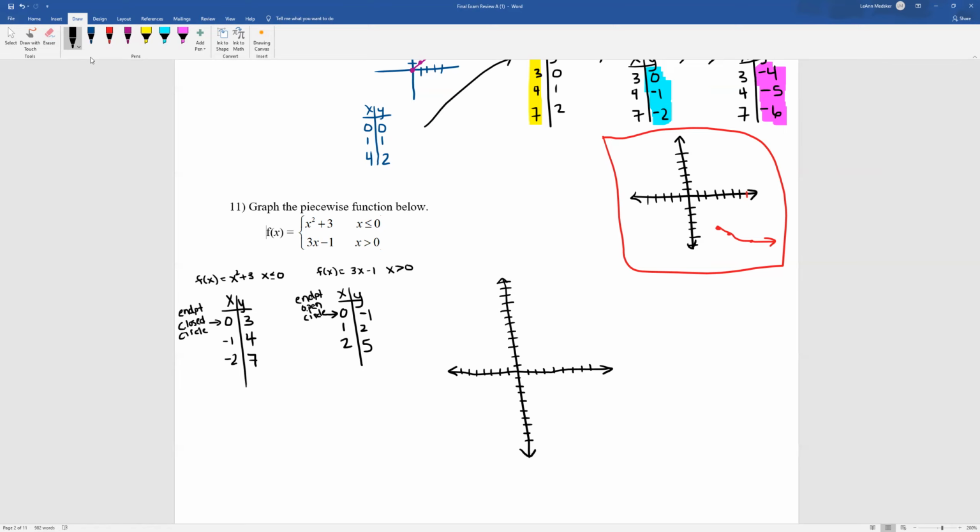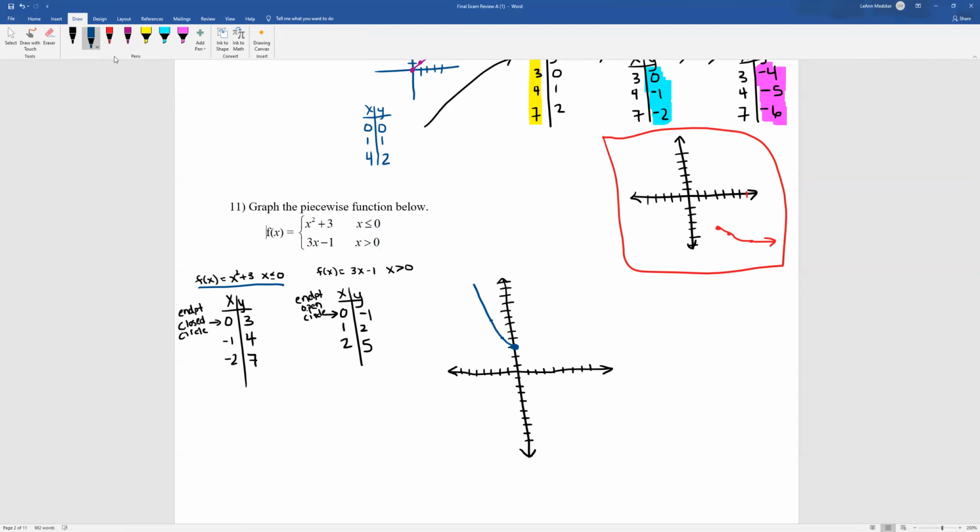So 0, 3 is going to be our first point that I'm going to plot for the parabola side. And I'm going to do that one in, I'll do color coding here. So I'm going to do this one in blue. So 0, 3 is right here. And this one is a closed circle because we are allowed to equal 0 here. Then we have negative 1, 4, and negative 2, 7.